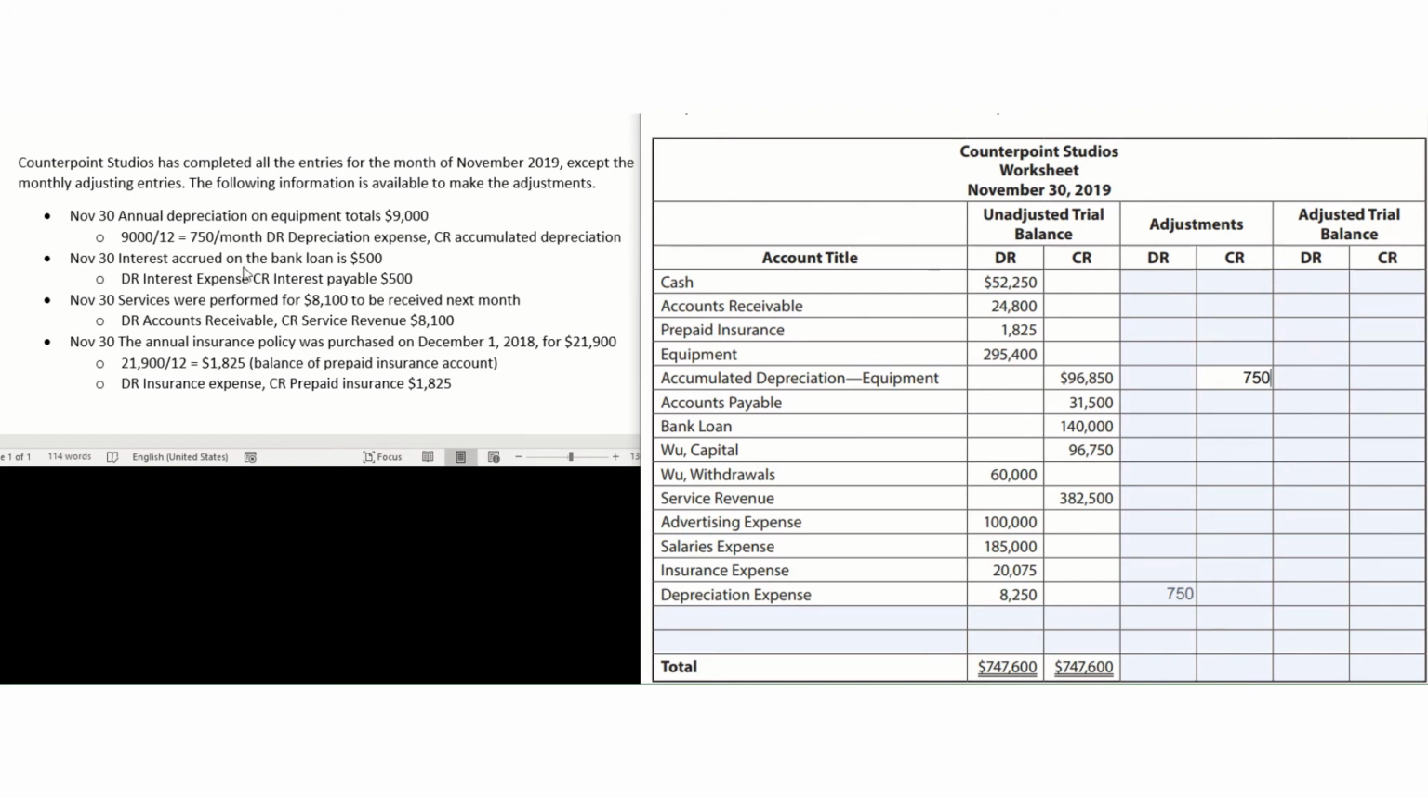Next entries, we have our interest accrued on the bank loan. In this case, you'll see there's no interest accounts. So what we can do is add our interest payable account and interest expense account at the bottom. Our interest payable would be a credit of $500. Interest expense would be a debit of $500. Third entry is the services, where we debit accounts receivable and credit service revenue for $8,100.